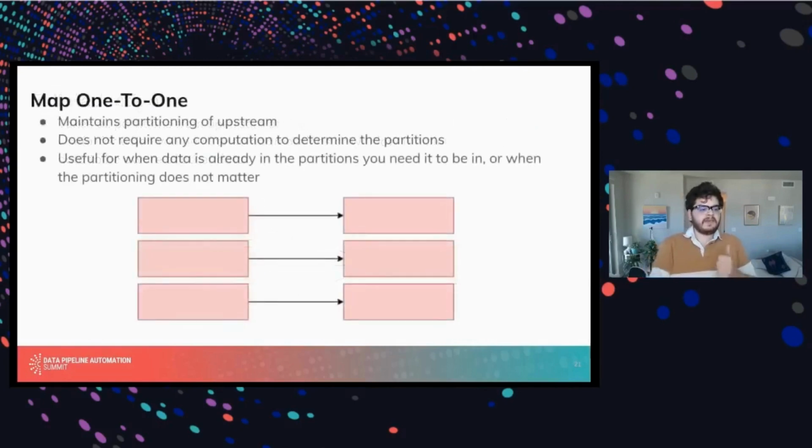All right. Mapping one-to-one. This is actually probably one of the most common examples of how partitioning works. It's usually people's default. What's so great about it is that we're just maintaining partitioning from the upstream. This is super useful when your data is already partitioned the way you want it to be. It also means that you maintain any incrementality from the upstream. So if only one partition in the upstream reprocesses, only one partition in your component is going to reprocess.